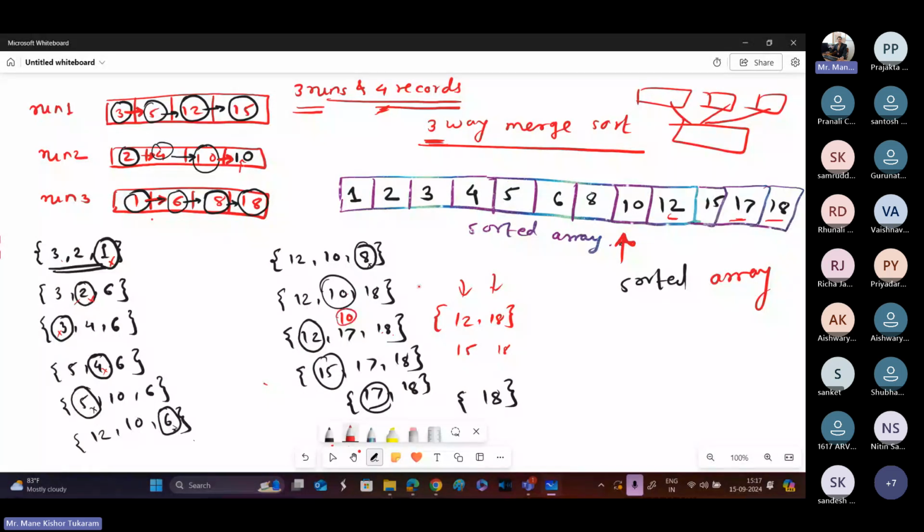So it will just replace that particular with, instead of 12 it will just select the 10.